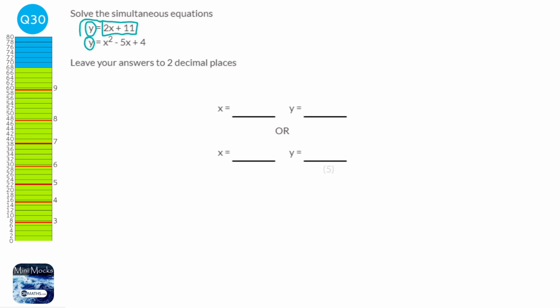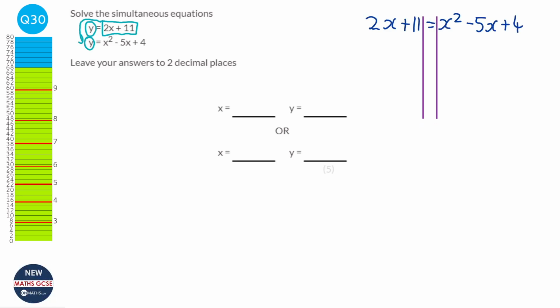I can just put that into that equation there, which is what we're going to do. So we've got 2x plus 11 equals x squared minus 5x plus 4. And we're just going to get everything equal to 0 so that we can solve it as a quadratic. So I'm just going to start by subtracting 11 both sides. So we've got 2x equals x squared minus 5x.